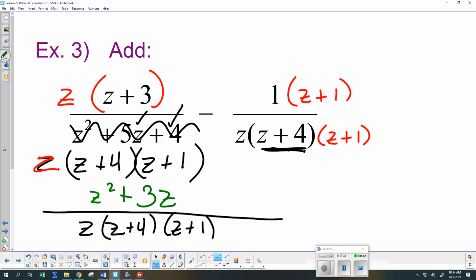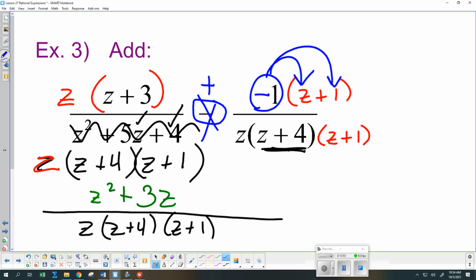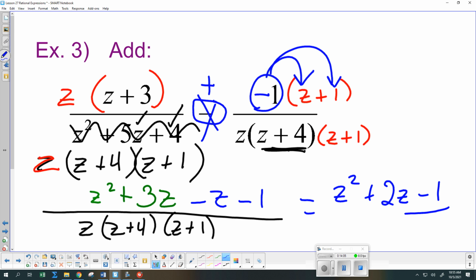Now, here's where we need to be careful. There is a minus sign in between here. So I am going to think of that as a plus -1 times this one. I don't have to do as many steps. Then if I take the -1 times the z, I have minus z, and the -1 times the 1, I have a -1. Then we put our z's together, so we have z squared plus 2z minus 1 over z, z plus 4, and z plus 1.